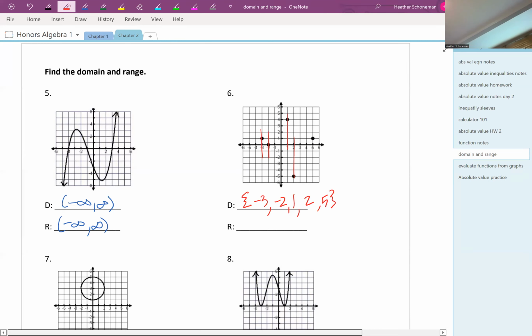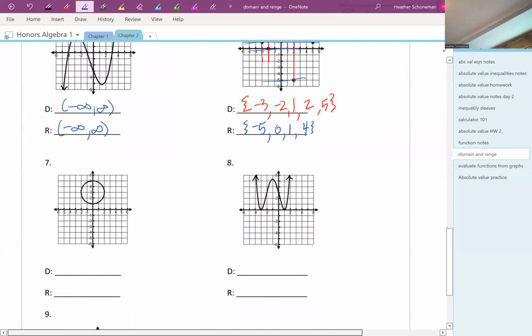And now we're going to do the same thing with the range. We have to read the y values, bottom to top: -5, 0. There's 2 points at 1, but we only have to list it once. And then we have 4. Now I did the squiggly brackets on those because it was not connected. Everything else, when it's connected, you have the intervals.